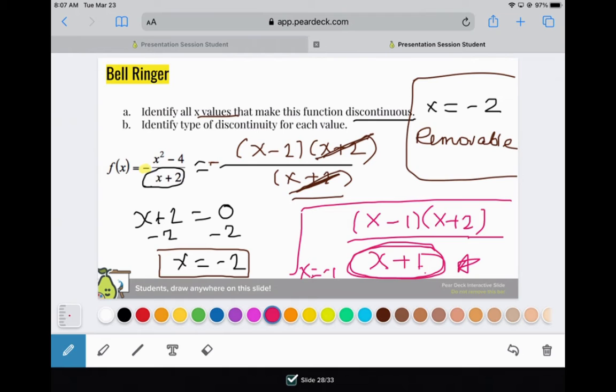Okay? The factor on the denominator, that's the one that you focus on. Can you cancel it out? If yes, it's removable. If you cannot cancel it out, then no, it's non-removable. Okay? Hopefully that helped. So, other question for me in this one.